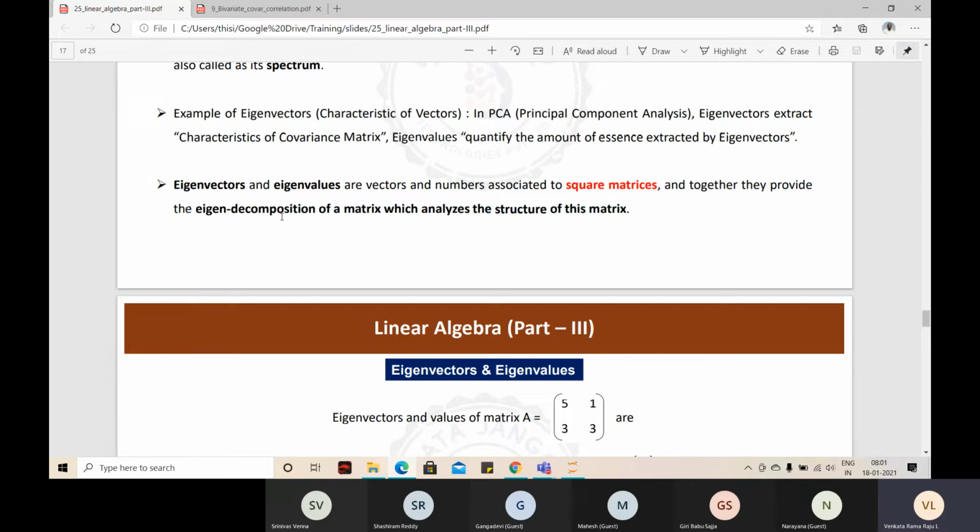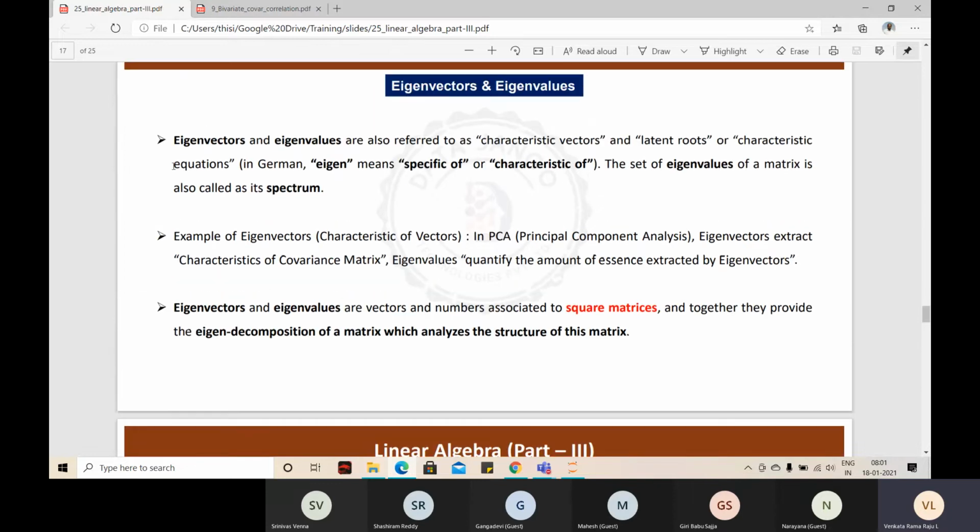This is important. Basically we are trying to decompose, or it is like this. We have seen sugarcane, right? Sugarcane juice.